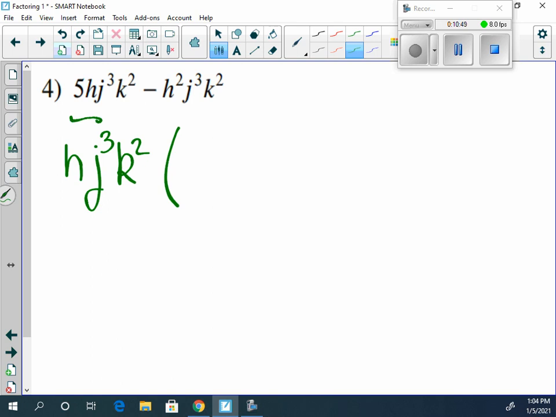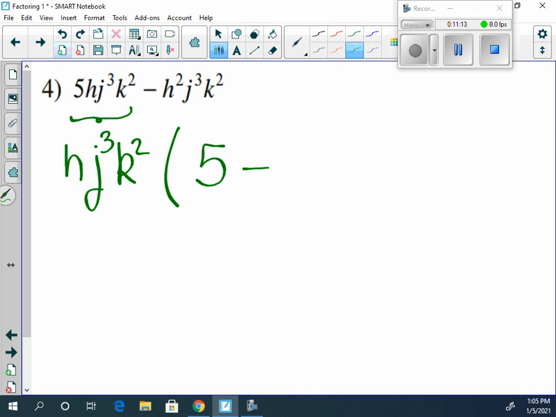So let's look at this one here. So this is our first part. Well, we didn't do anything to the 5, so we have it. H, factored out an h, so that's gone, simplified. I got j cubed, and I factored out j cubed, so it's gone. K squared, factored out k squared, well, it's gone. So after we factored out h, j cubed, k squared, we're just left with 5.